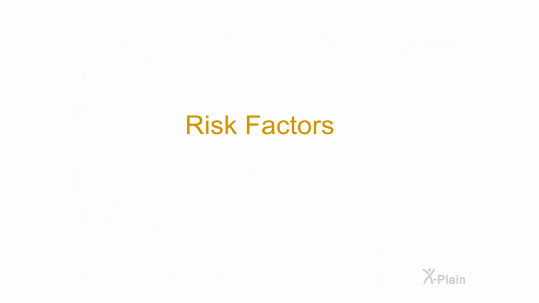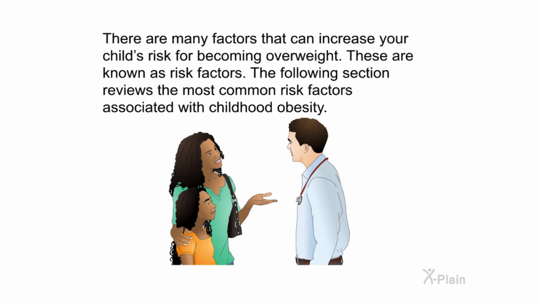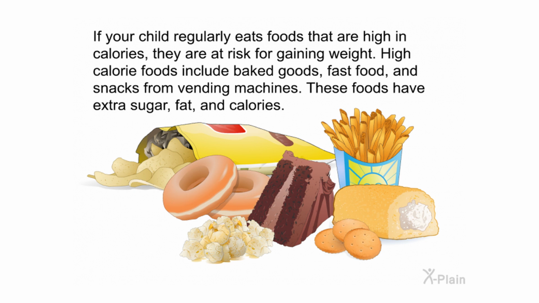Risk factors. There are many factors that can increase your child's risk for becoming overweight. These are known as risk factors. The following section reviews the most common risk factors associated with childhood obesity. If your child regularly eats foods that are high in calories, they are at risk for gaining weight. High-calorie foods include baked goods, fast food, and snacks from vending machines. These foods have extra sugar, fat, and calories.